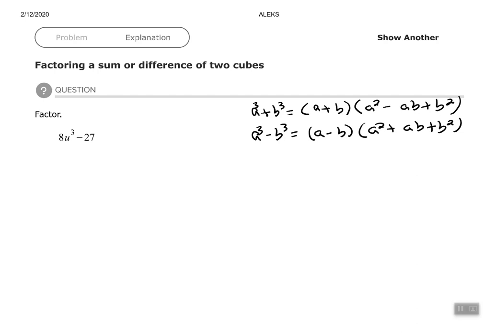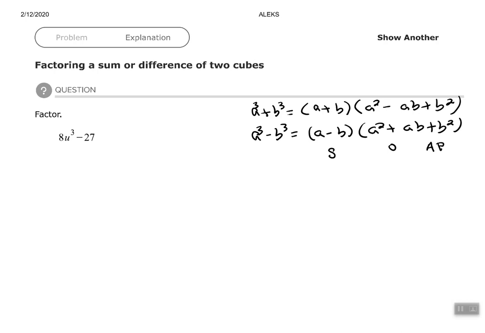To help you remember the order of your signs, we use what we call SOAP. If you look at your original sign, the first sign in this binomial will be the same as your original sign. The next sign will be the opposite of your original sign. And then the last sign is always positive. So: same sign, opposite sign, always positive. That should help you remember the order of your signs, SOAP.